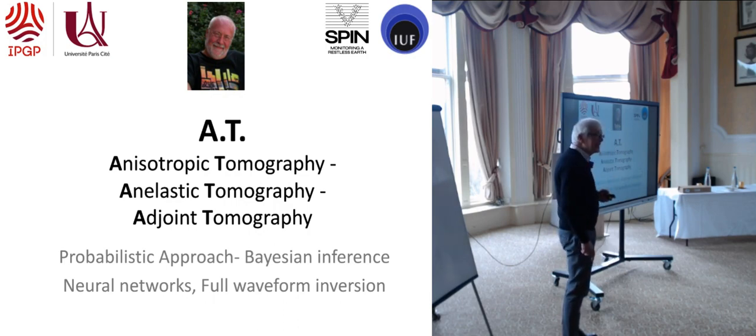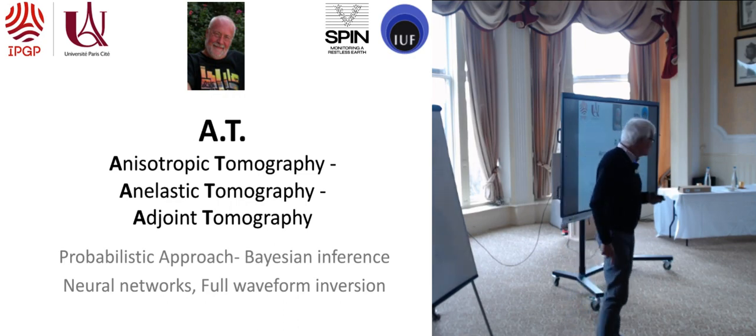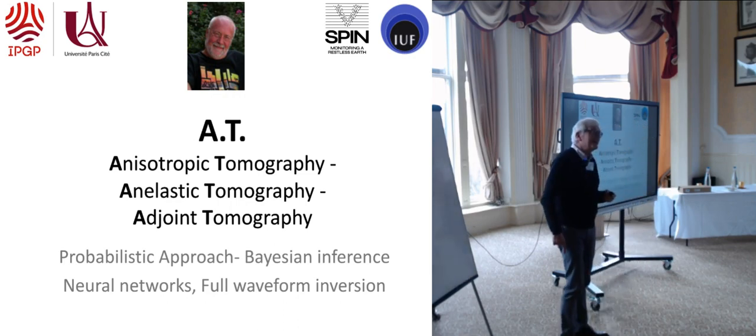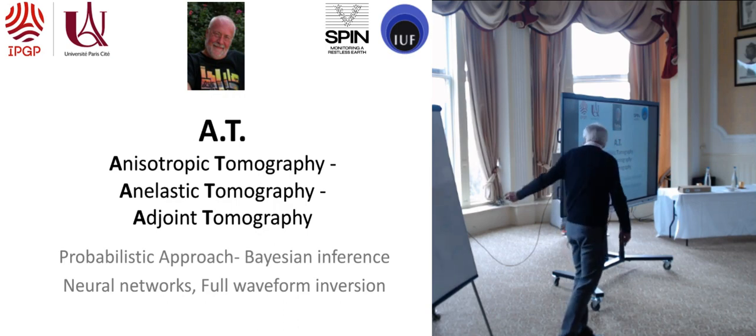As I told you, I did a lot of work on anisotropy, and also some work on anelasticity, anelastic tomography, and finally, I will rapidly discuss adjoint tomography. So you see that. But it is clear that Albert was a pioneer in the probabilistic approach, in Bayesian inference, but he also did some interesting work on neural networks in the 90s, and also he did a lot of work on full waveform inversion.